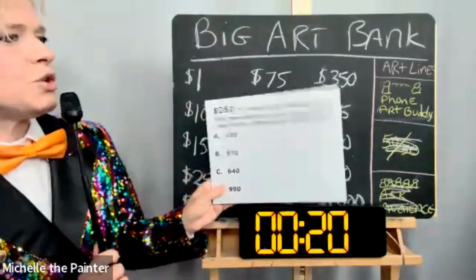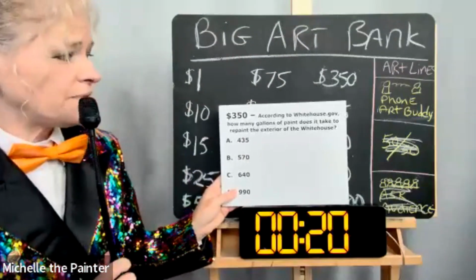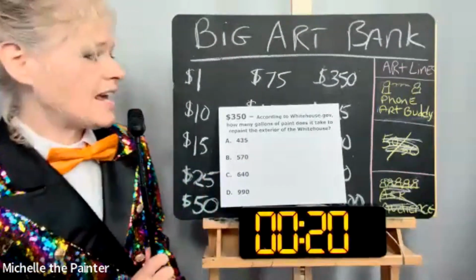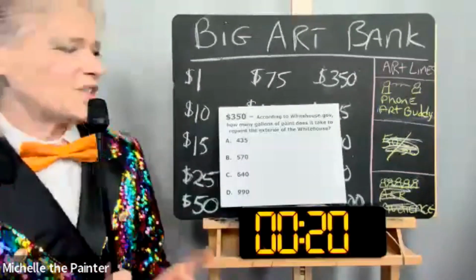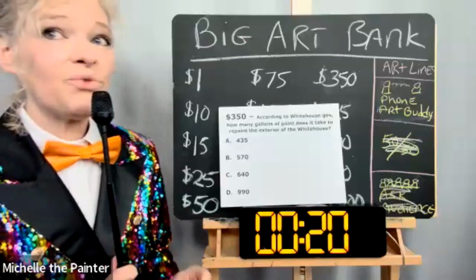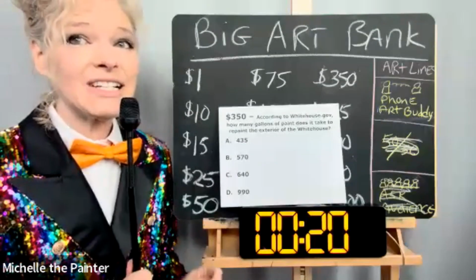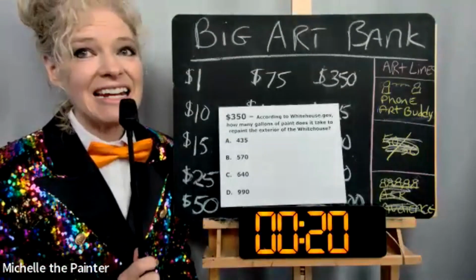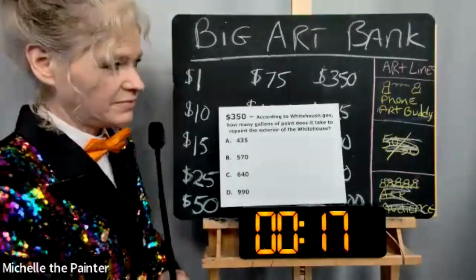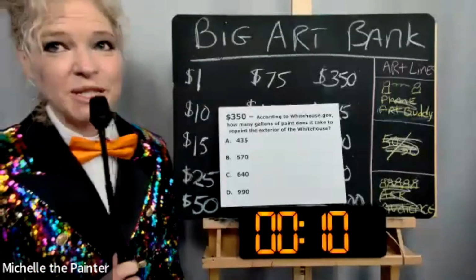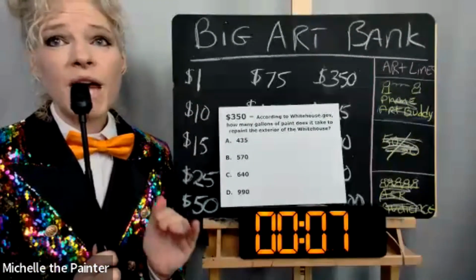According to whitehouse.gov, how many gallons of paint does it take to repaint the exterior of the White House? A is 435, B is 570, C is 640, and D is 990. And your 20 seconds starts now. My goodness. Kind of a shot in the dark with 10 seconds left here. Once the time is up, you're going to have to answer before that.